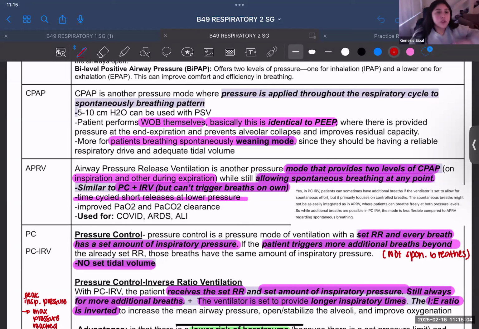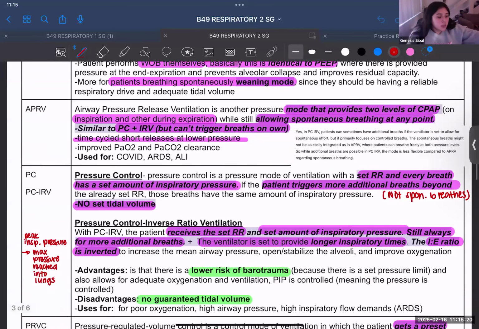Like here you go. So with APRV, it's basically a step underneath that. Of course they can still spontaneously breathe on their own. It's almost similar to CPAP, but it's really similar to PCIRV. It keeps it open, you inverse the ratio, but the only difference is that the vent doesn't trigger them to breathe. So remember with pressure control, I just said that they can't really spontaneously breathe on their own because you're on an actual vent. It's pressure control.